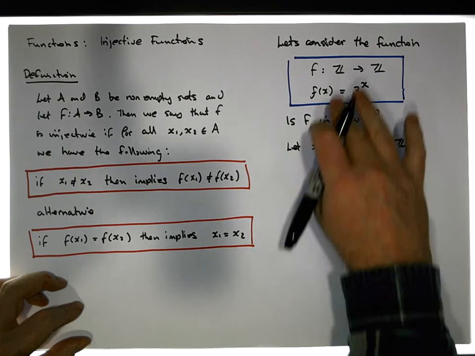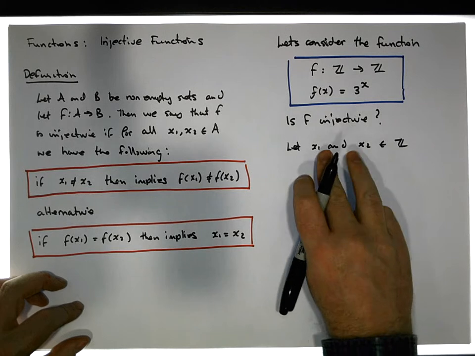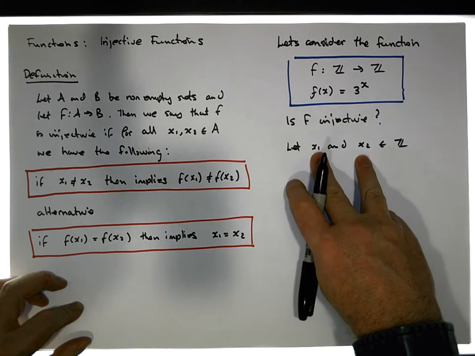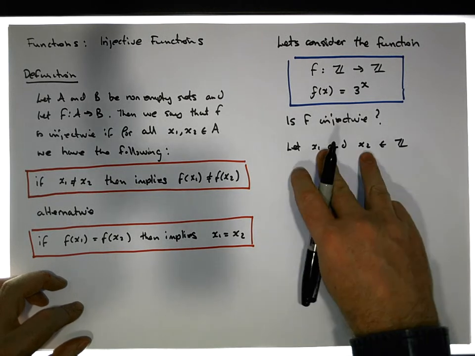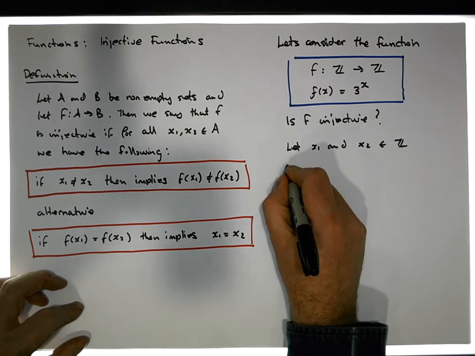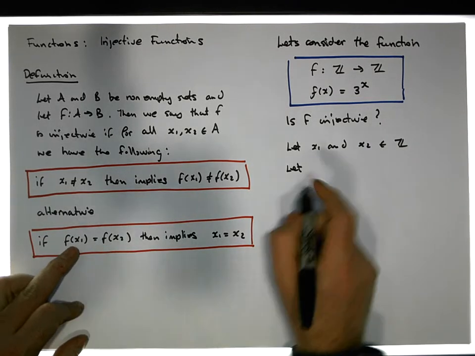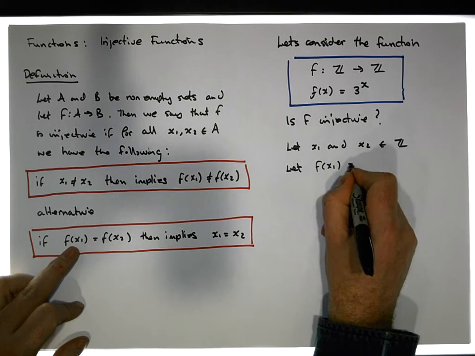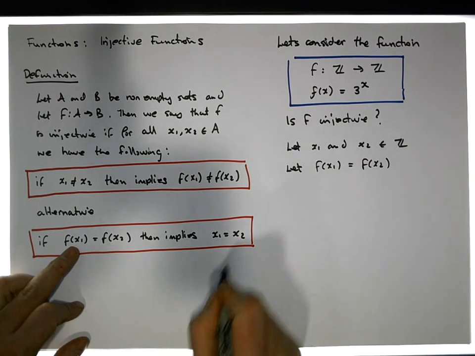In other words, let's choose two values from the domain. They could be the same, they could be different, we don't know at this particular stage, and let's see what the consequence is of this particular choice. So let x1 and x2 be any two values in the integers, and let's do this. Let f of x1 equal f of x2, and let's see what the consequences are.